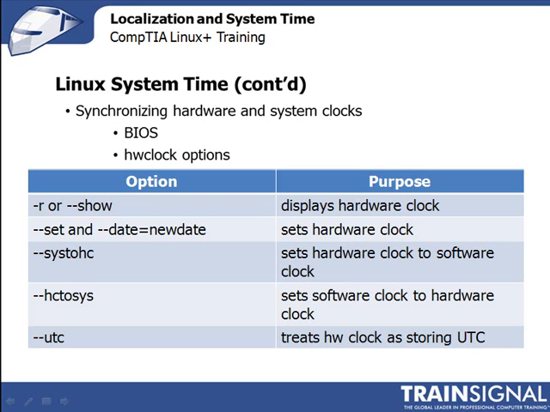You've got --systohc, which sets the hardware clock to the software clock, and conversely you have --hctosys, which sets the software clock to the hardware clock. And finally, --utc treats the hardware clock as storing UTC time. Let's head back to our terminal window and take a look at the hwclock command.